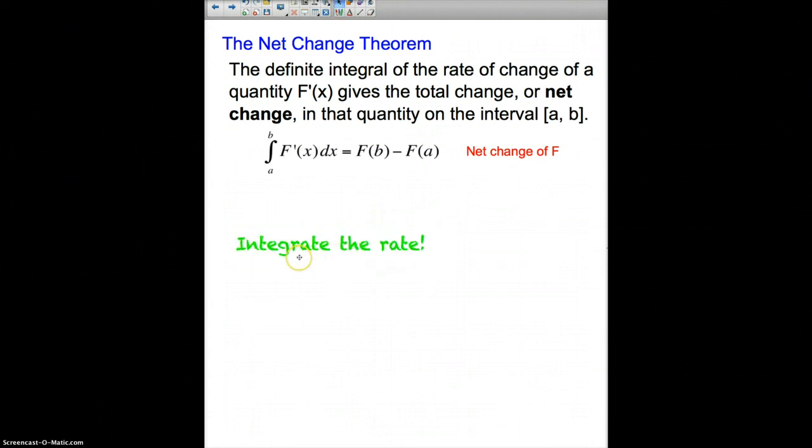This is my mantra. It's going to be called integrate the rate, integrate the rate. I'm going to say it many times. It comes up a lot on the AP test. A lot of word problems involve integrating the rate. Now, why would we do that?